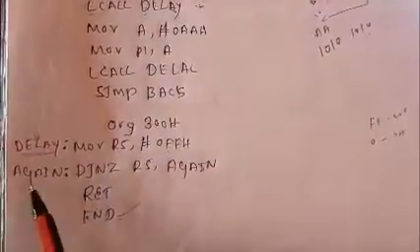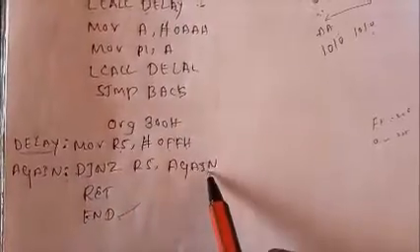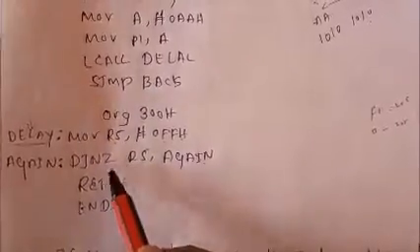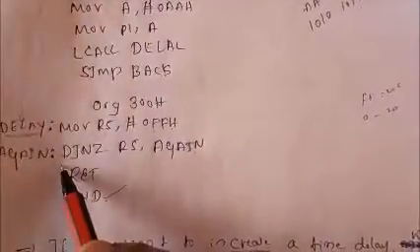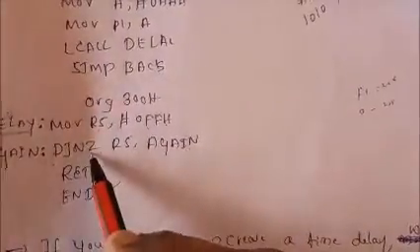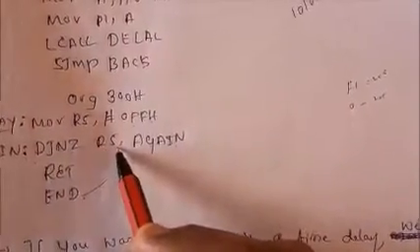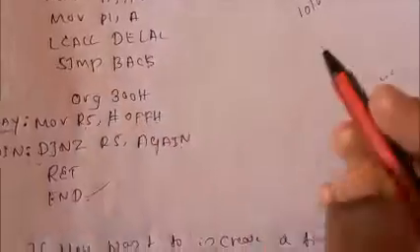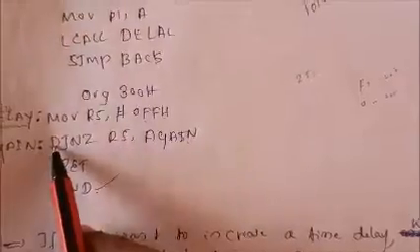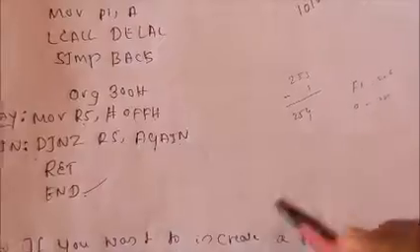Next, what I have written: again colon, DJNZ R5, again. So that means decrement, jump if not 0. As we already discussed, it performs two operations. First it performs the decrement, later it compares, jump if not 0. After the decrement, it checks whether that value is equal to 0 or not. Which register? The R5 register. What is the value of R5? FF, I will take as 255. Is it clear? First it performs the decrement, that means 255 minus 1, so 254. Clear?